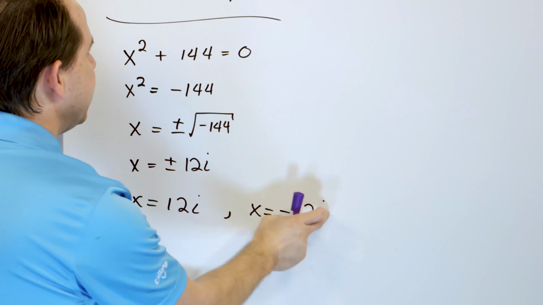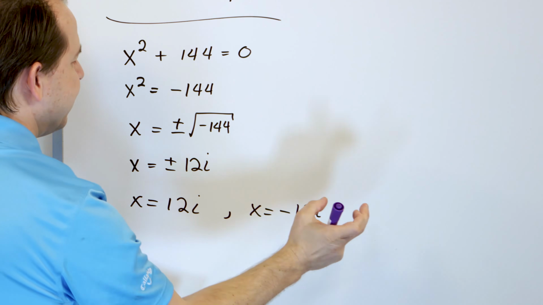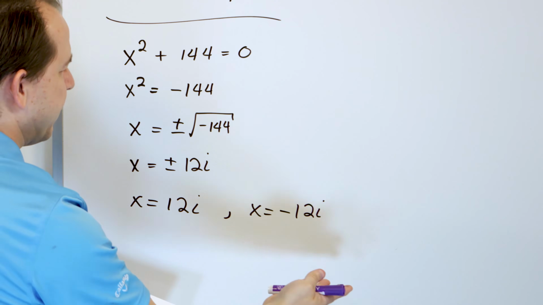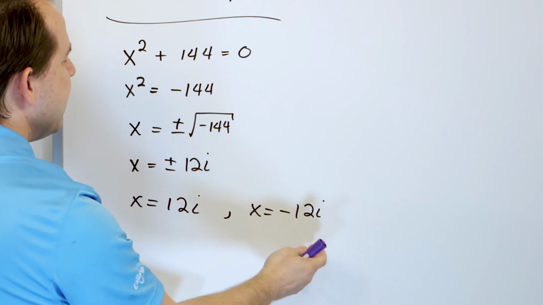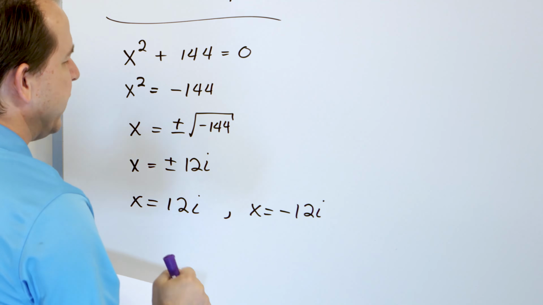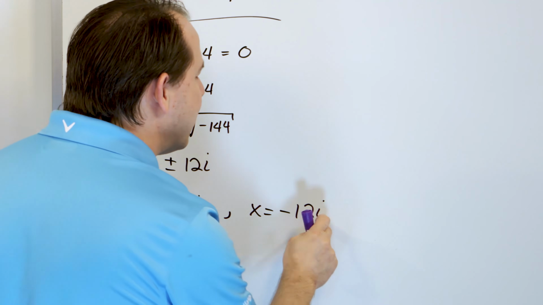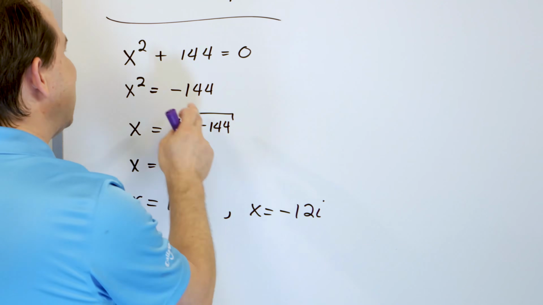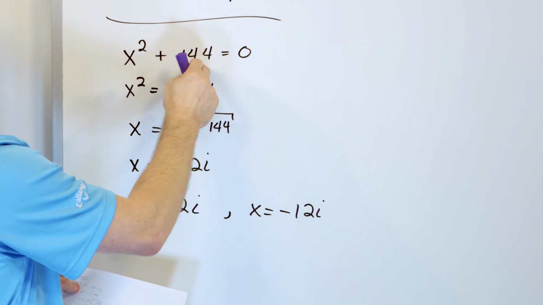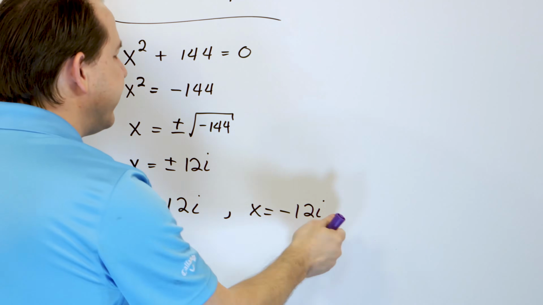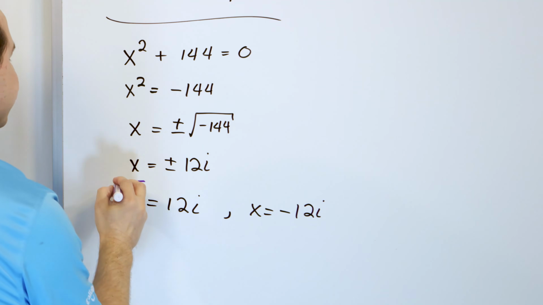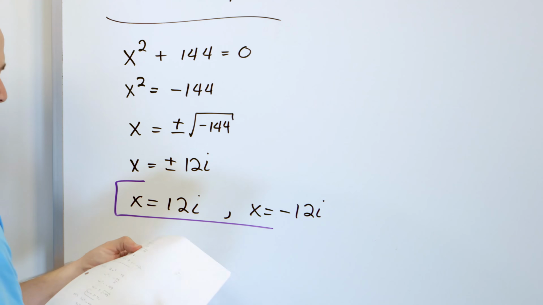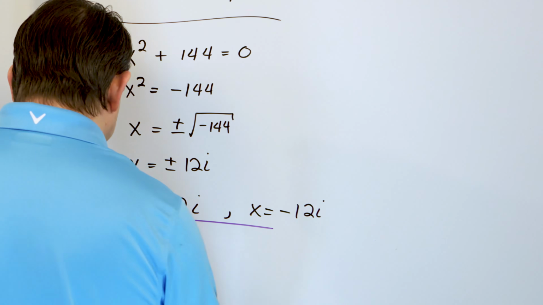If you take this one and put it in, if you take this times itself, the negatives are going to give you positive. Negative times negative is positive. The 12 times 12 is going to give you the 144, but the i times i will give you negative 1. So really it'll be negative 144 plus this will give you 0. So you see there are solutions to these things, but they involve imaginary numbers. All right?